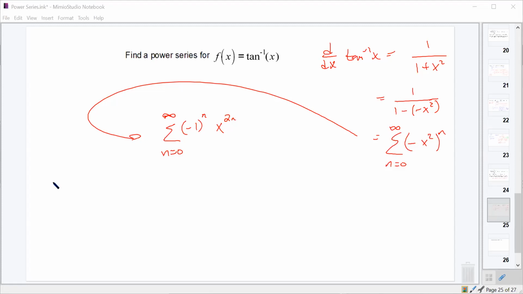Hopefully everyone's good. So that should tell us then, no, it's not negative 1 to the 2n because the negative 1 is not being squared. It's negative 1 x squareds to the n. So it's negative 1 to the n, x squared to the n.